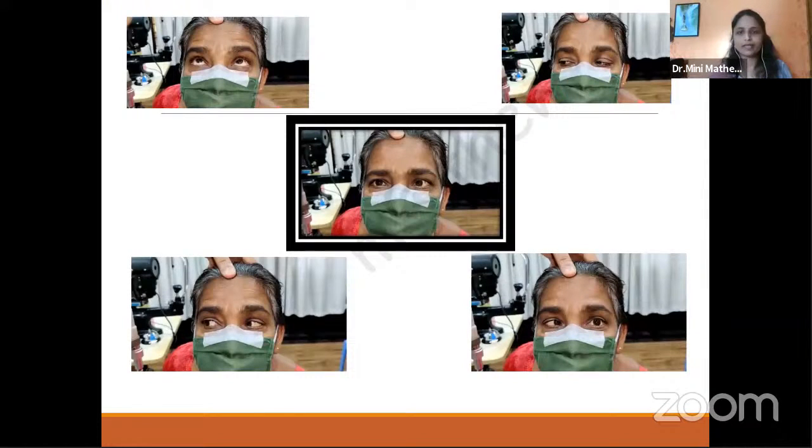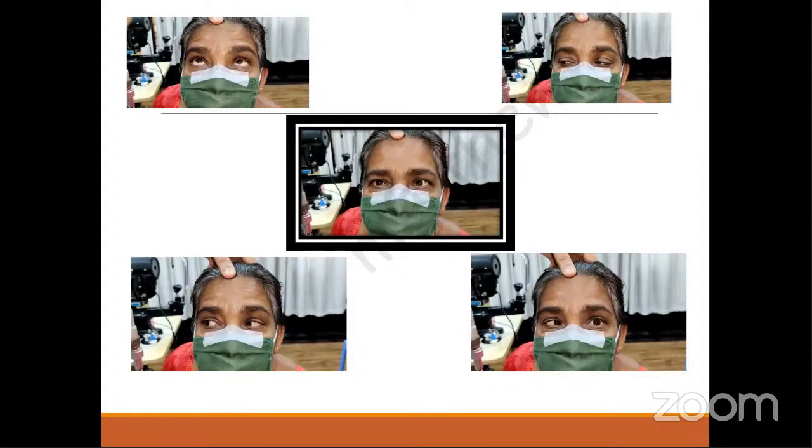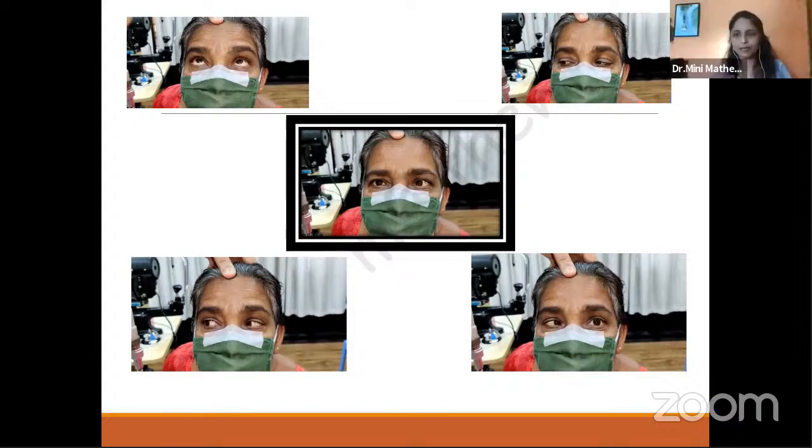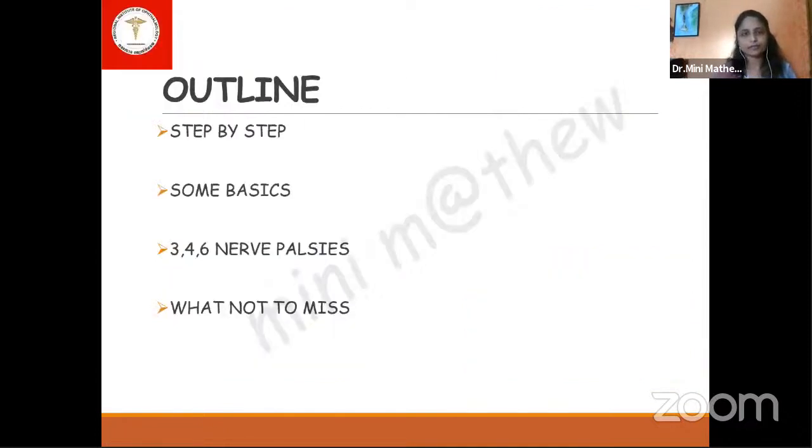I'll just start with a case. This is a common condition that can come to our casualty or to our OP. This lady was a chronic diabetic who presented with acute diplopia. You can just observe her eyes in the primary position and in the positions that have been shown. We'll come to the case at the end of the discussion.